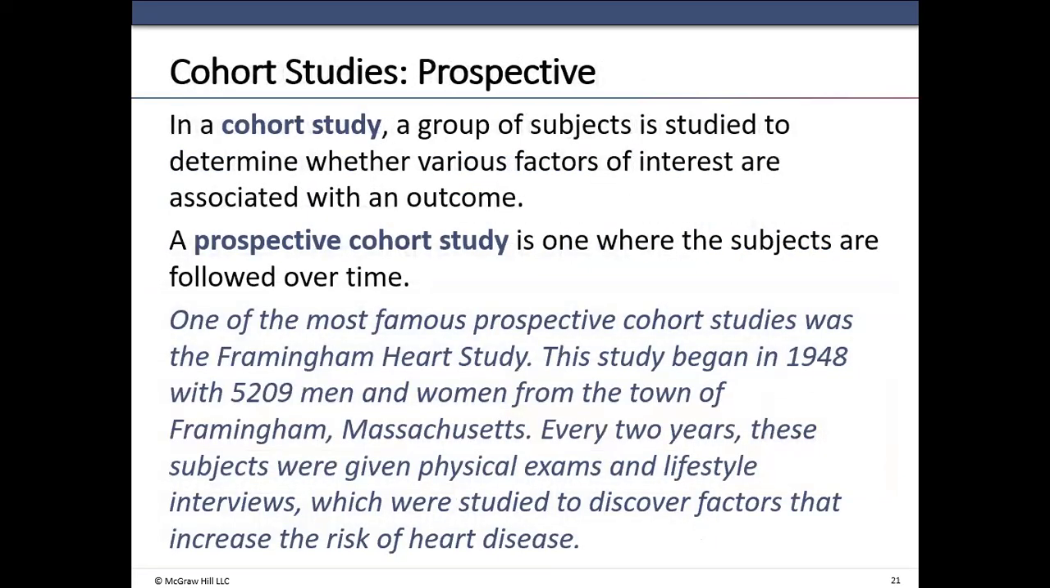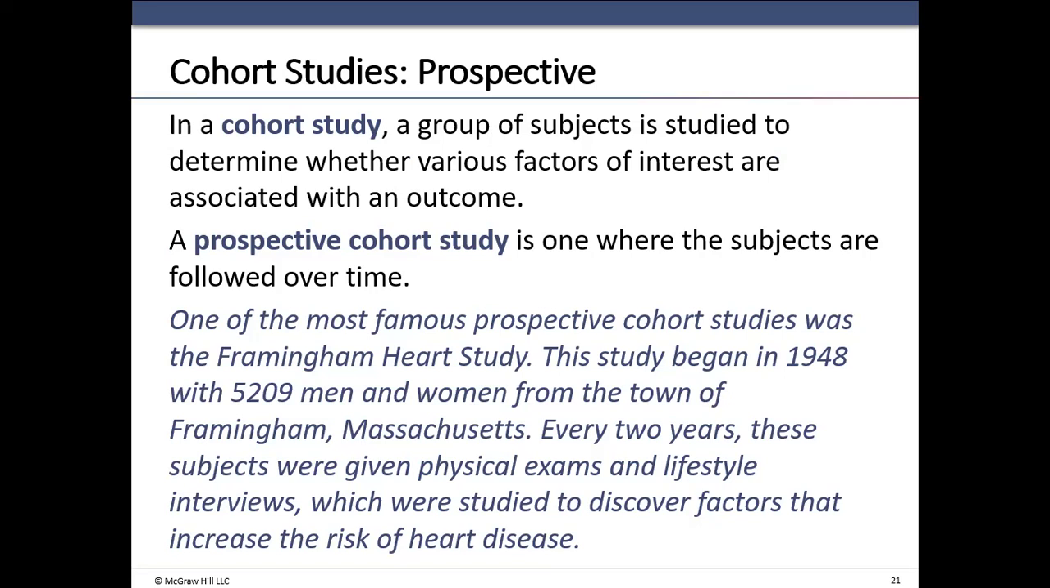In a cohort study, a group of subjects is followed to determine whether various factors of interest are associated with an outcome. So cohort means a group of subjects who are studied together. A prospective cohort study is one in which subjects are followed over time. So the same group of people is followed over a period of time.